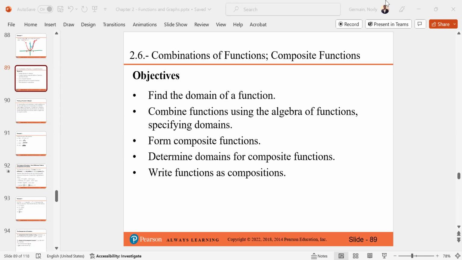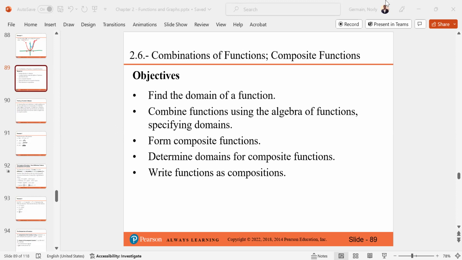We're going to continue with chapter 2, functions and graphs. In this section, we're going to focus on combinations of functions, composition of functions. So what we're going to try to do is find the domain of a function, combine functions using the algebra of functions, specify domains for composite functions, and write functions as compositions. So that's mostly what we're planning on doing in this section.